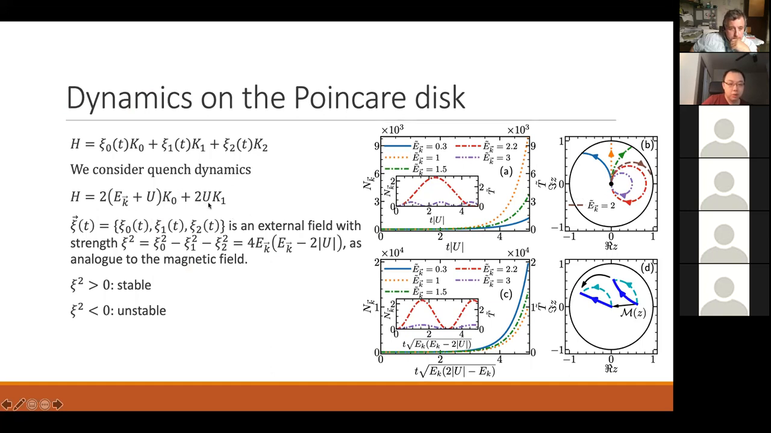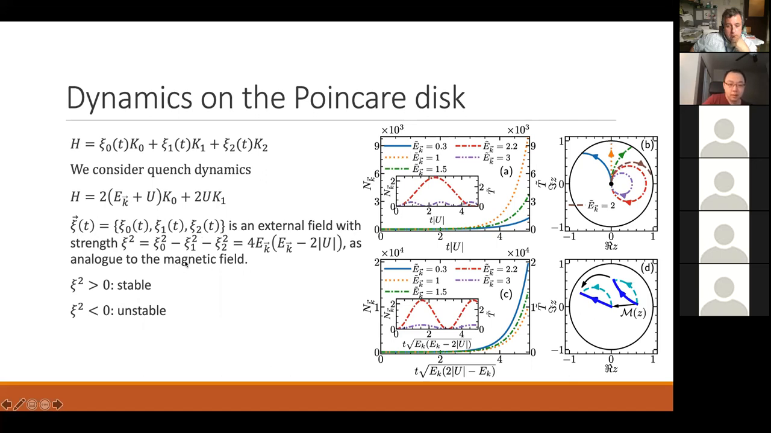And if the cosine square is smaller than zero, which means that the amplitude of this 2U is larger than the amplitude of this term, then the system will eventually reach the boundary of this Poincaré disk. A specific case is that since here U is negative, if we consider the mode where EK equals the absolute value of U, we should have only this K1 term showing up in my Hamiltonian. And this is this straight line, which boosts our coherent state from this point to the boundary of the disk.